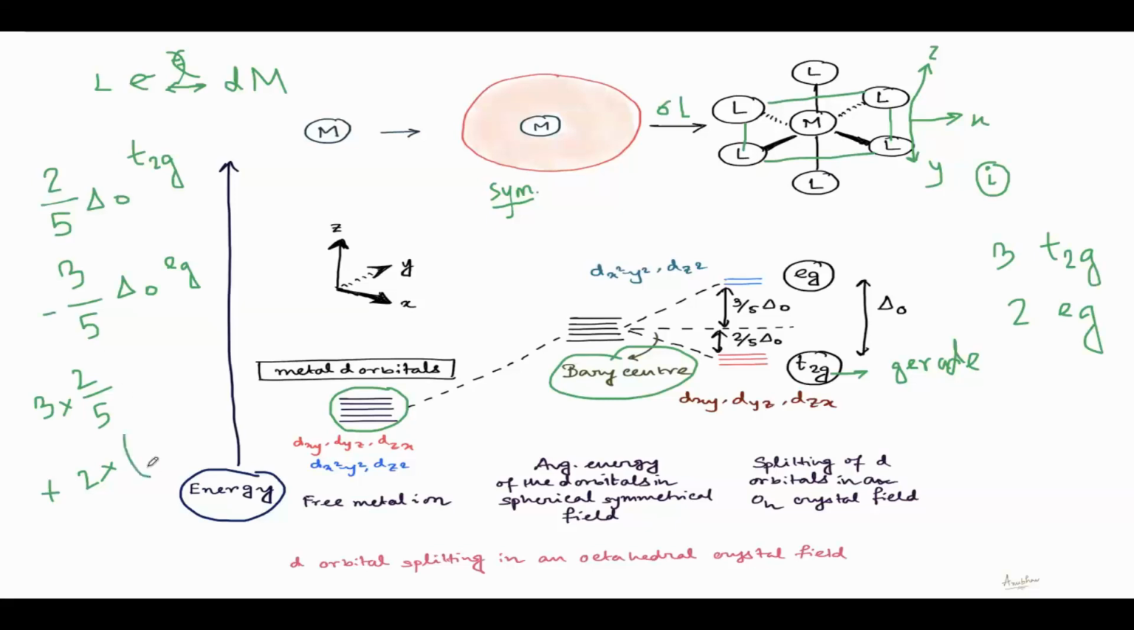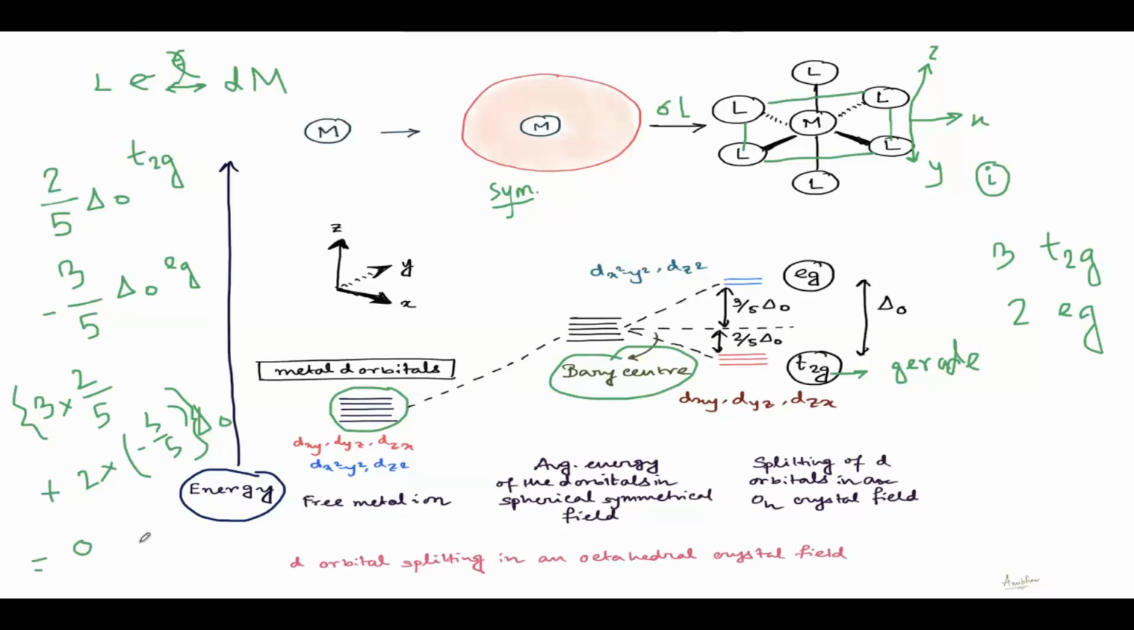So then we are having 2 into minus 3 by 5 delta O. Delta O being common, we'll write it on the outside. Now since we are having 6 by 5 plus minus 6 by 5, total it will be 0. Hence the net energy is maintained. That's why the separation has been thought of in this procedure.